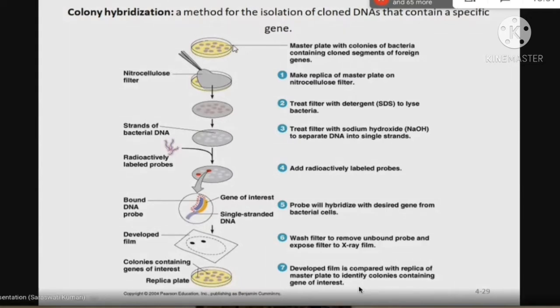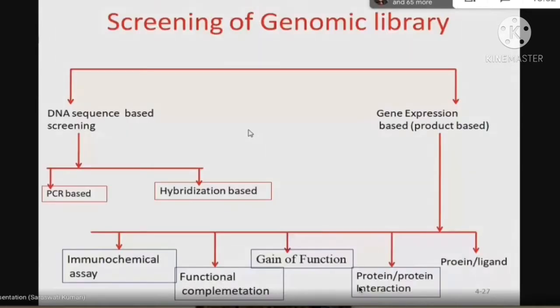Since the sample is plaque, we call it plaque hybridization. If the sample is colony, we call it colony hybridization. In this way, we find our positive clone from the laboratory. Fine. So you can see here.